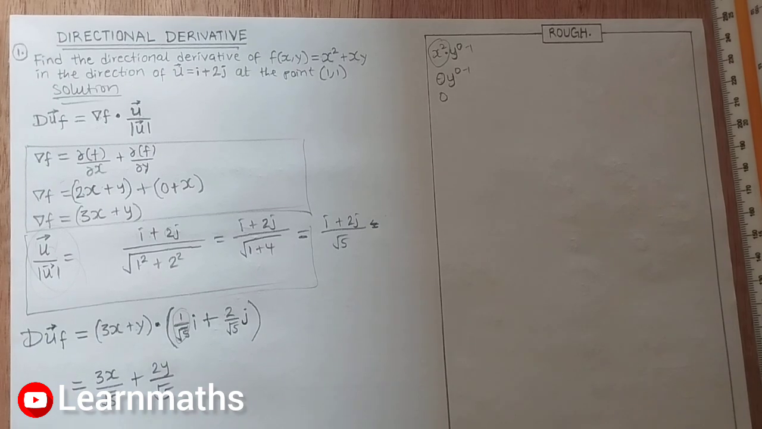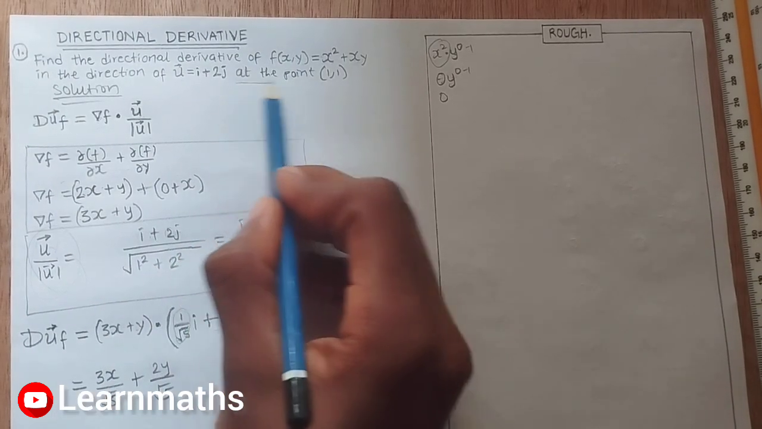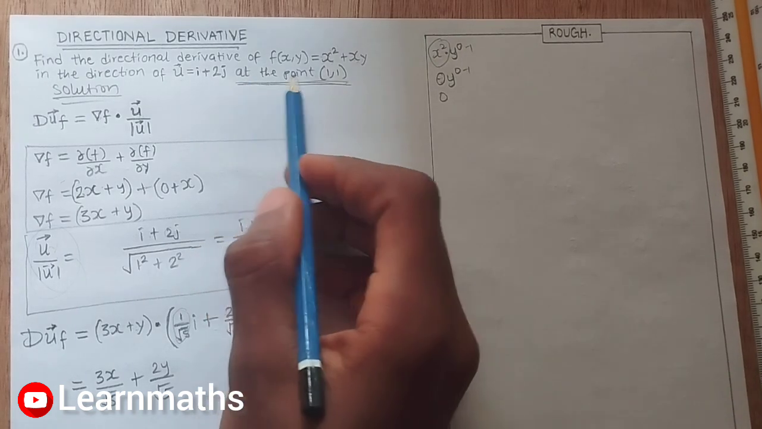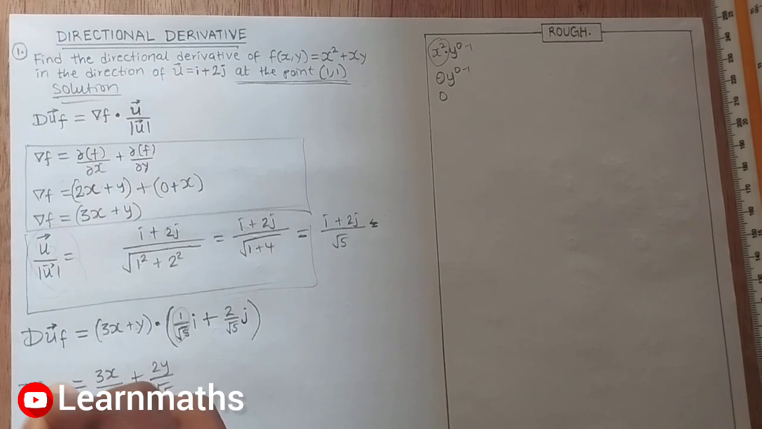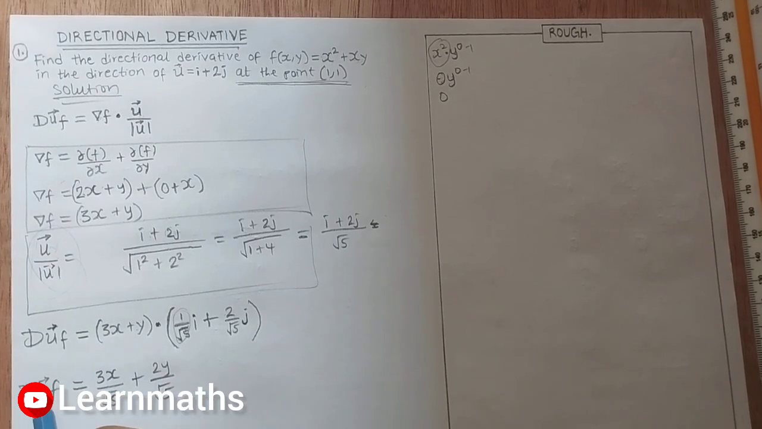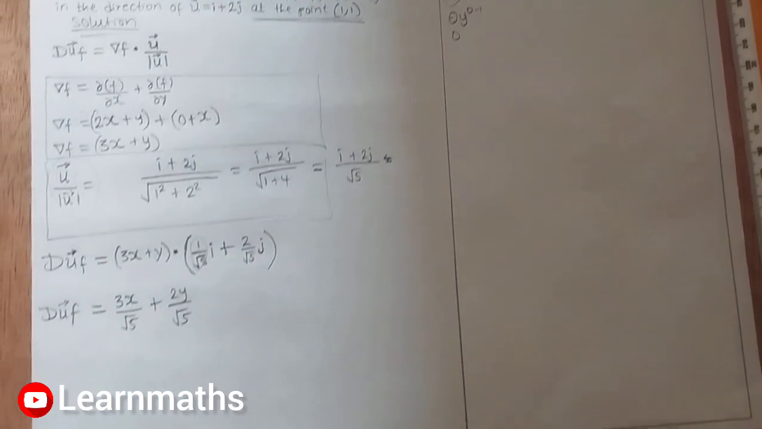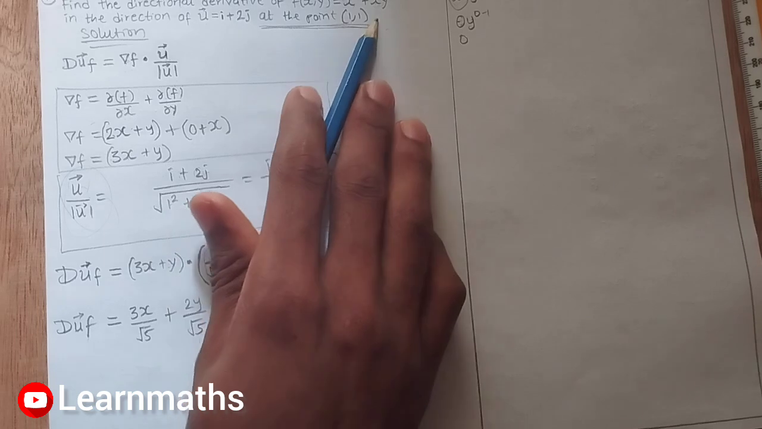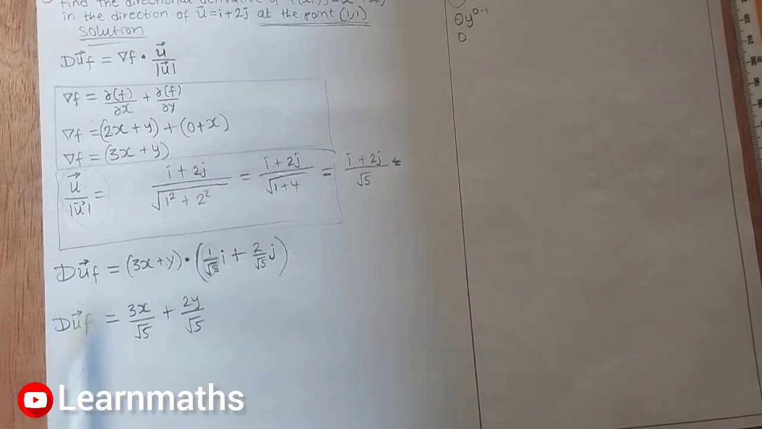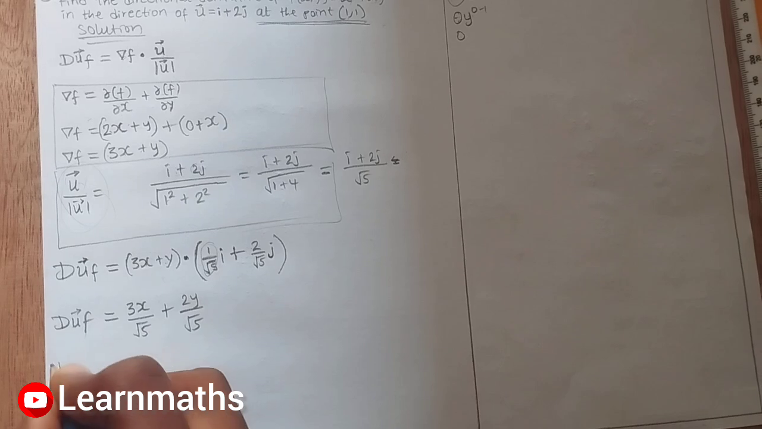Normally this should be the answer before we added this other part of the question, the point 1 and 1. This is the directional derivative of the function f in the direction of u. But since we have spiced up the question and added a point, 1 and 1, that's where x is 1 and y is also 1, I'm going to substitute those values.